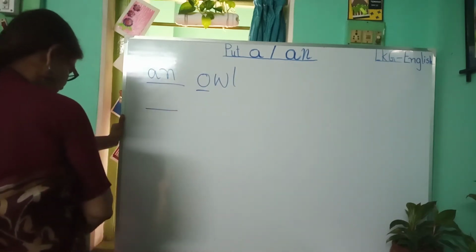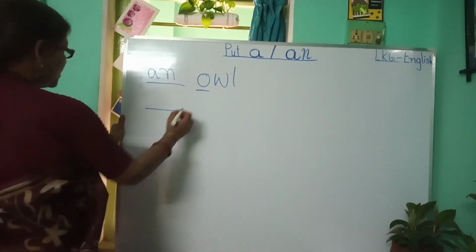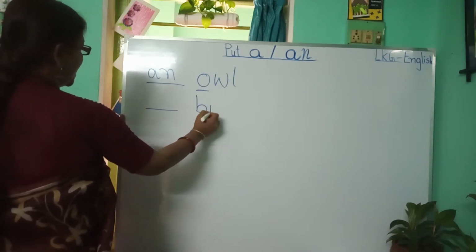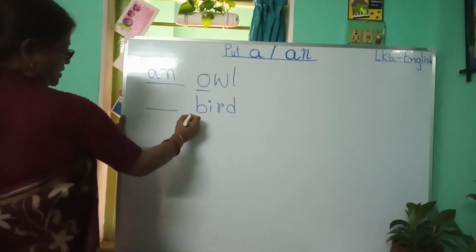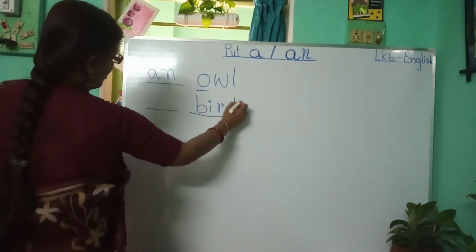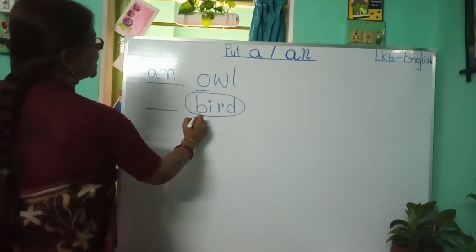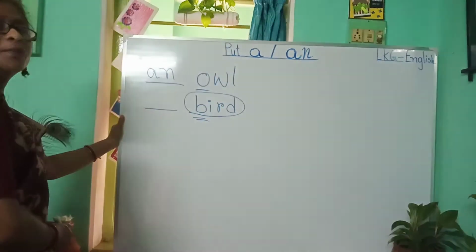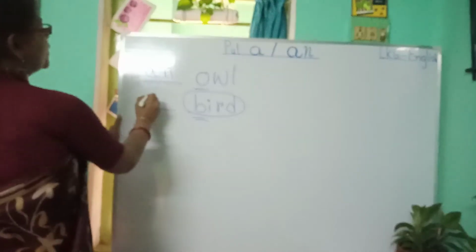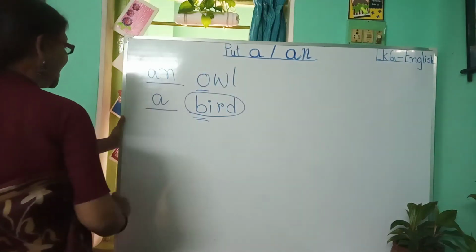Again, bird. B-I-R-D, bird. The starting letter of bird is B. Is B a consonant or vowel? B is a consonant. So, I will put here a.